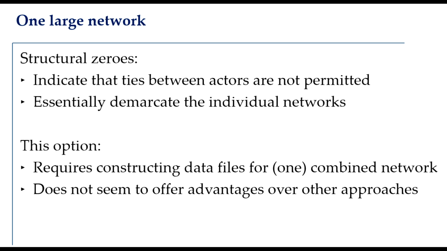One option for combining the results from multiple networks is simply to create one large network. This option employs the use of structural zeros to indicate which actors are not able to have ties to each other because they're in separate networks. These structural zeros essentially demarcate the individual networks.